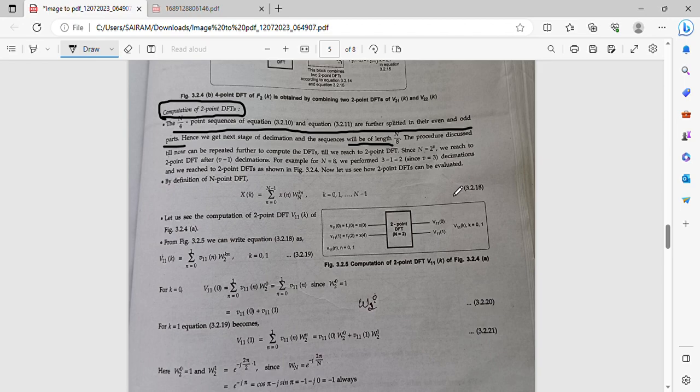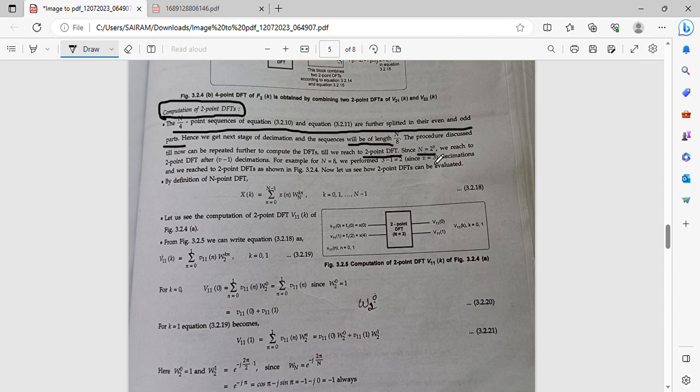ಅಂದ್ರೆ ನಿಮಗೆ N by 4 point sequences ಅಂದ್ರೆ ನಮಗೆ V11, V12, V21, V22 ನ ನಾವು ಸ್ಟಿಲ್ ಮೋರ್ ಸ್ಪ್ಲಿಟ್ ಮಾಡಿದಾಗ ನಮಗೆ ಏನ್ ಸಿಗುತ್ತೆ, we are going to get the resultant as length N by 8. Right? N by 8 ಲೆಂತ್ ಬರುತ್ತೆ. ಸೊ ಪ್ರೊಸೀಜರ್ ನೀವು ಡಿಸ್ಕಸ್ ಮಾಡಿದಾಗ, it can be repeated until you get the DFT, until we reach the 2 point DFT. Right?